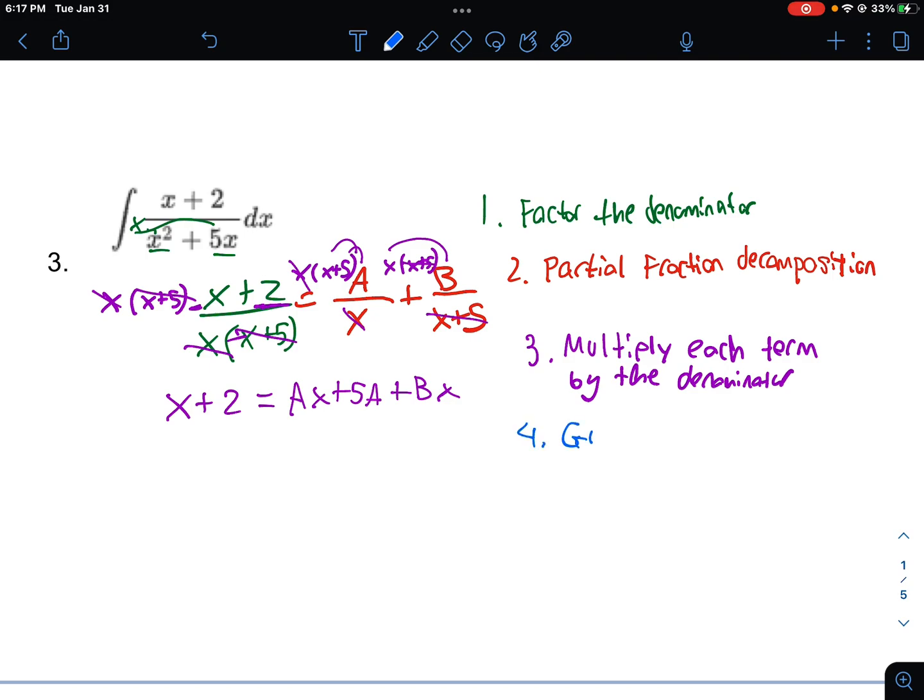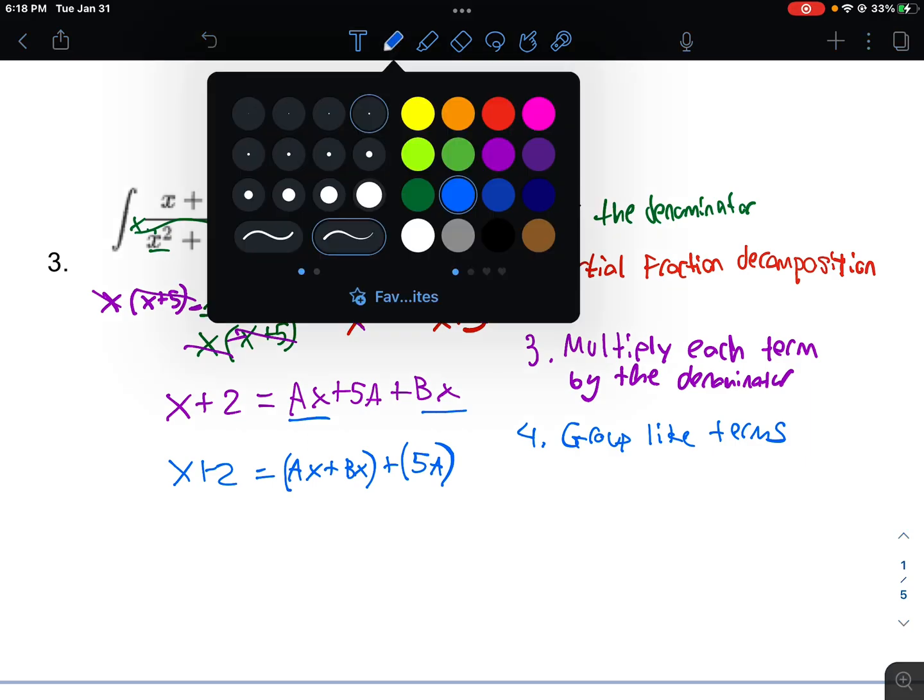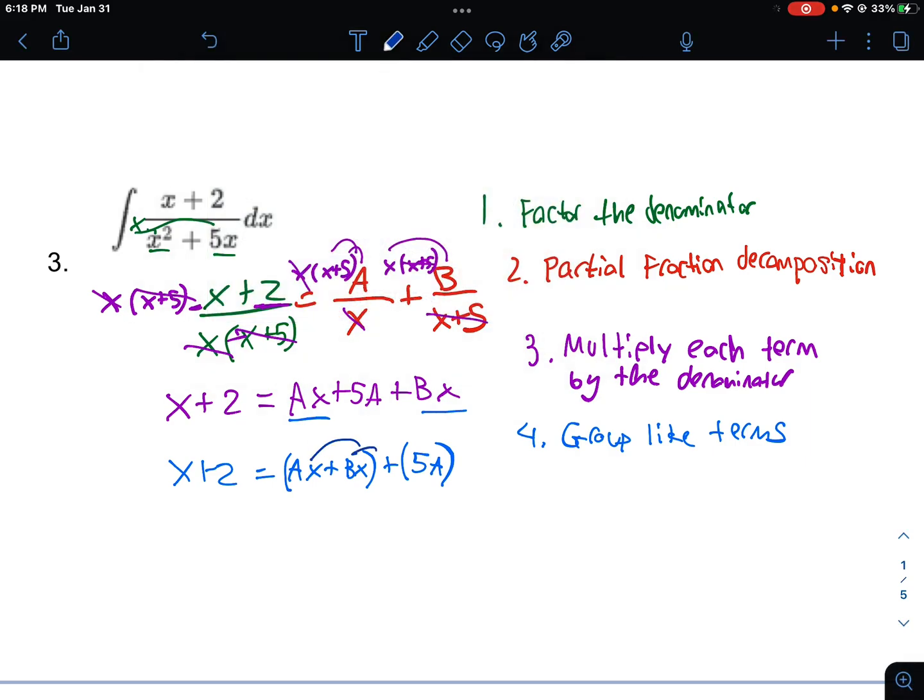So we're going to go through and group our like terms. And we're going to get x plus 2, our two like terms. We have two of these x's, ax plus bx. We're going to put a parenthesis around it. Plus 5a is our only constant. Okay. From this, we're going to factor out an x, and we're going to have x plus 2 equals the quantity a plus b times x, and we're going to be left with plus 5a.